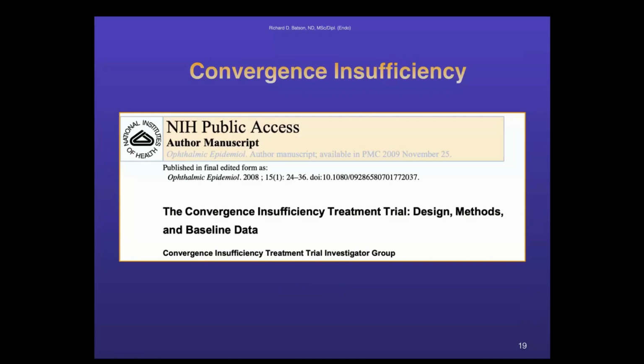To do that, I want to quickly look at the sort of gold standard study to date. This is the Convergence Insufficiency Treatment Trial. This is a pediatric and adolescent study, but many of the principles apply to adults. What won't necessarily apply is the normative data. There are some heuristics that are used, and I don't encourage heuristics because we're much better off looking at controlled studies with normative data than heuristics.